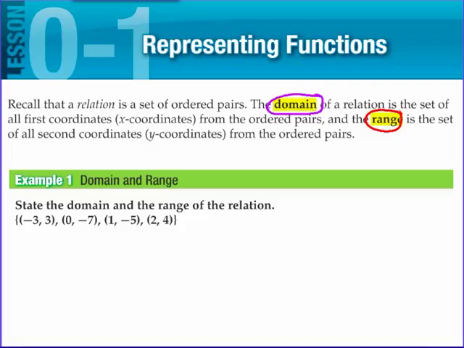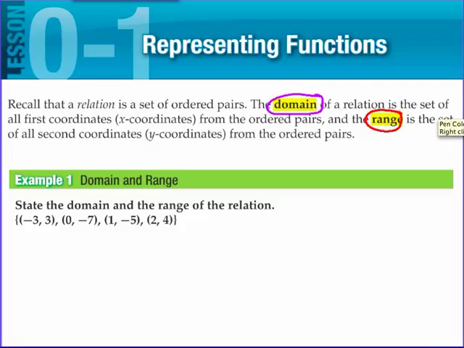So a good thing to have in your notes would be: domain is the first coordinates, or the x's, and the range is the second coordinates, or the y's. That would be a good thing to write down. Not necessary to write down this whole paragraph. Just write that the domain is the x's, the range is the y's.